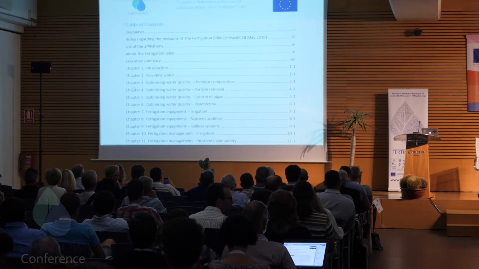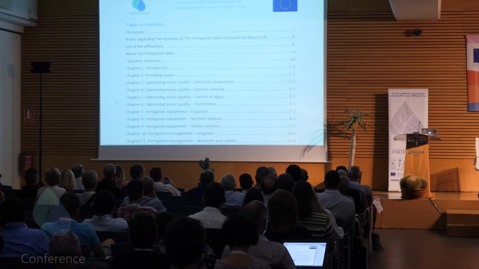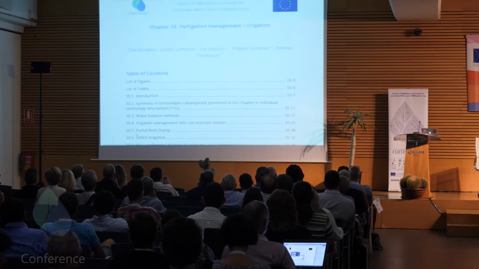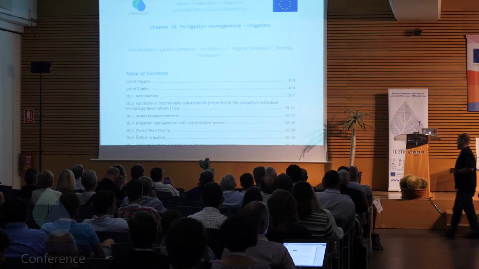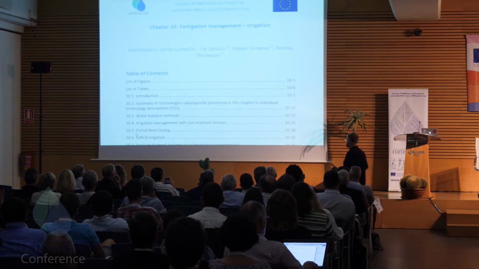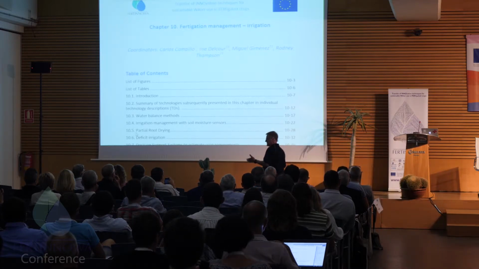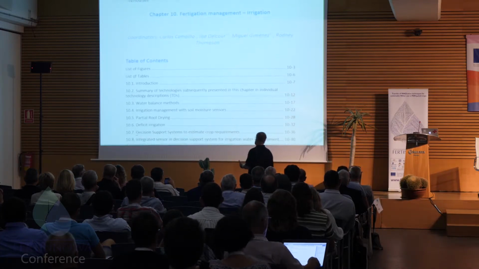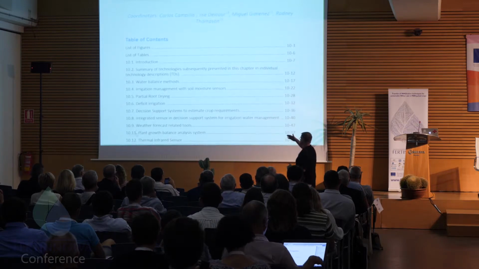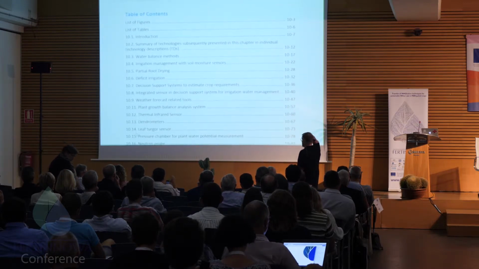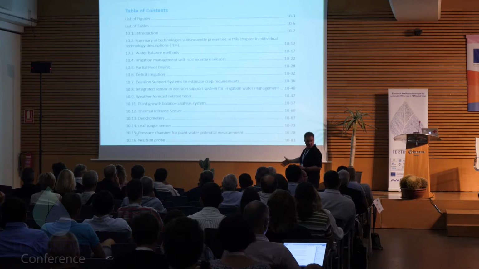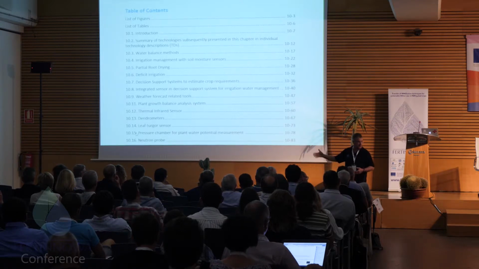Well, let's go to chapter 10 on irrigation. Go down to that one. Okay, just try there. Okay, it's working. All right, so here we can see the structure of an individual chapter. A list of figures, tables, introduction to the chapter, and then we have the summary table, which is the summary of technologies, and then you can see the various technologies in that particular chapter.